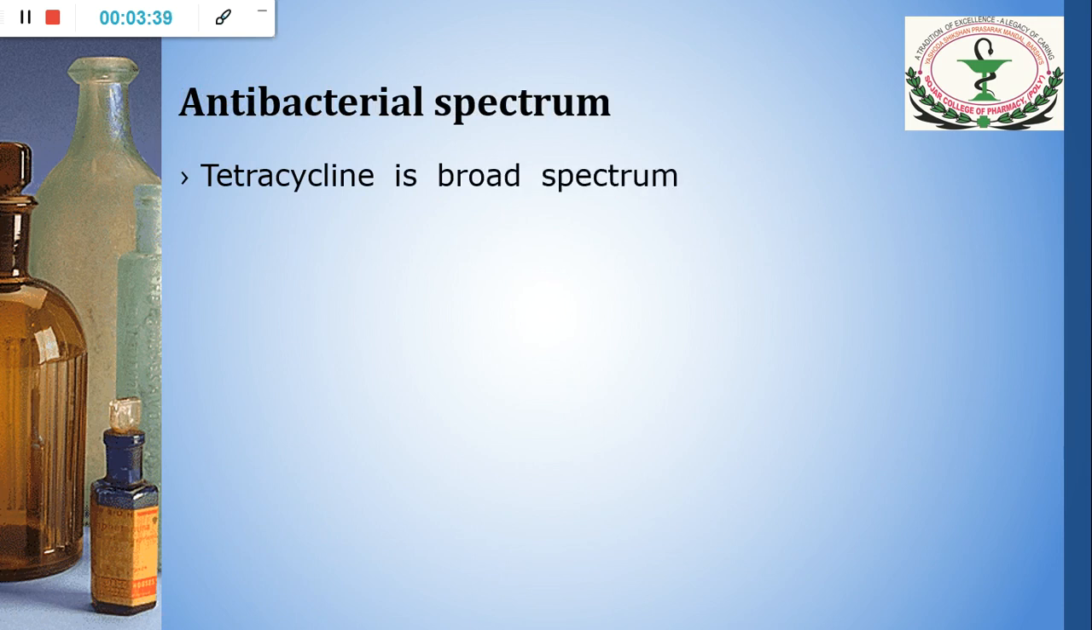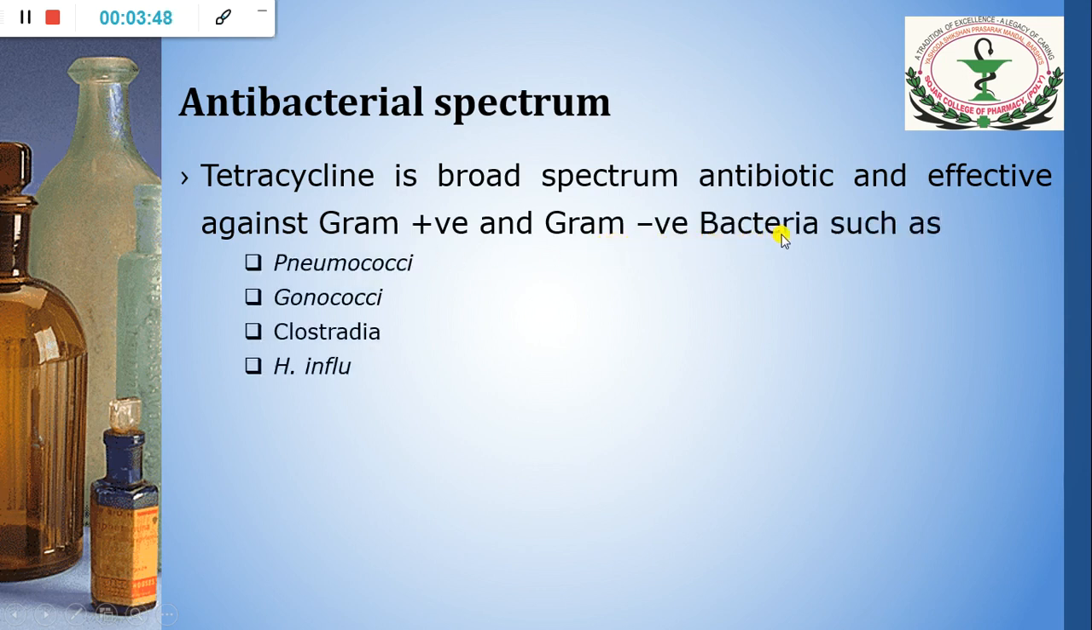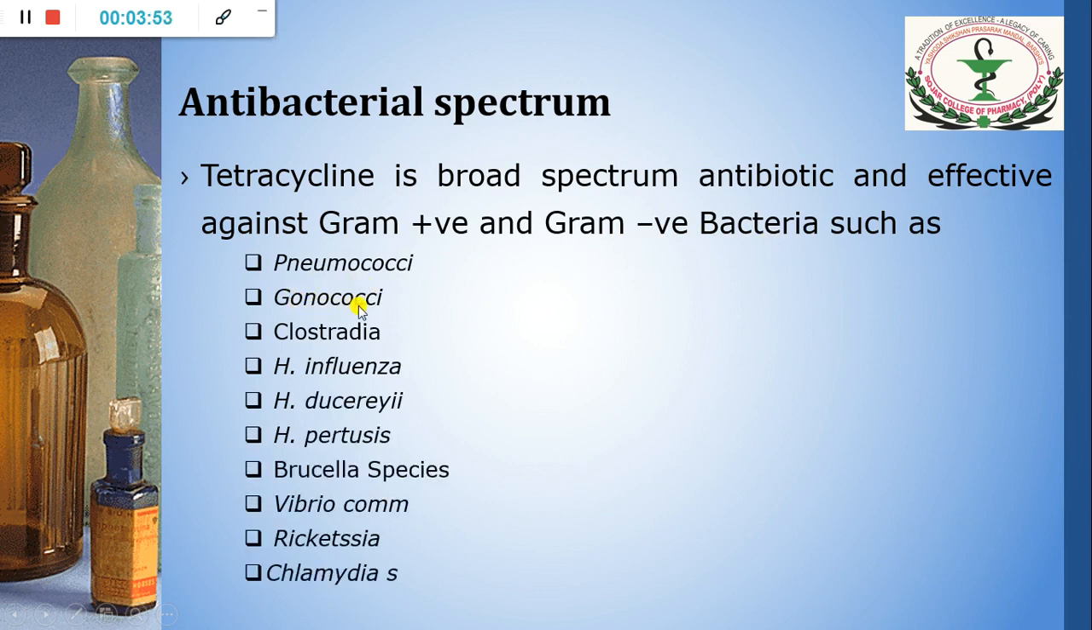Antibacterial spectrum: tetracycline is a broad spectrum antibiotic and effective against gram positive and gram negative bacteria such as pneumococci, gonococci, Clostridia, H. influenzae, H. ducreyi, H. pertussis, Brucella species, Vibrio cholerae, Rickettsia species and Chlamydia species. So this is the antibacterial spectrum.